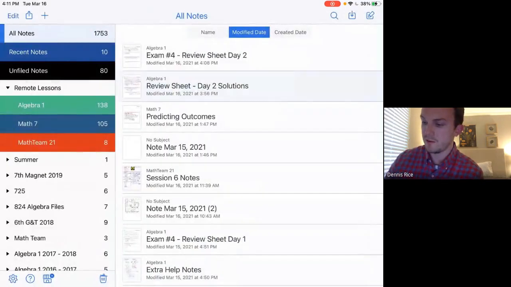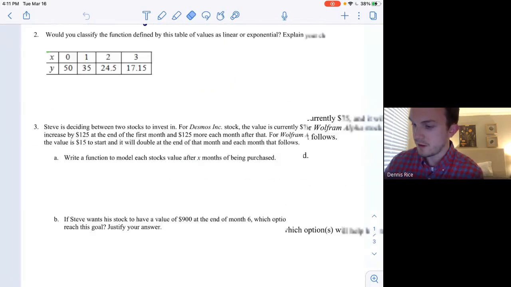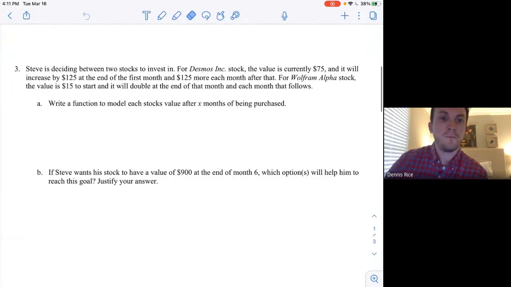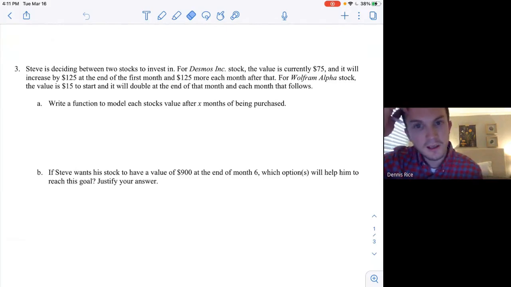So let me go back. Let's do it like pretend we're doing it for the first time. So number 3, we got 2 stocks. We got Desmos Inc. and Wolfram Alpha. Wolfram Alpha is another good math site. Desmos is $75, and it's going to increase by $125 at the end of the first month, and every month after that. So plus $125 plus.